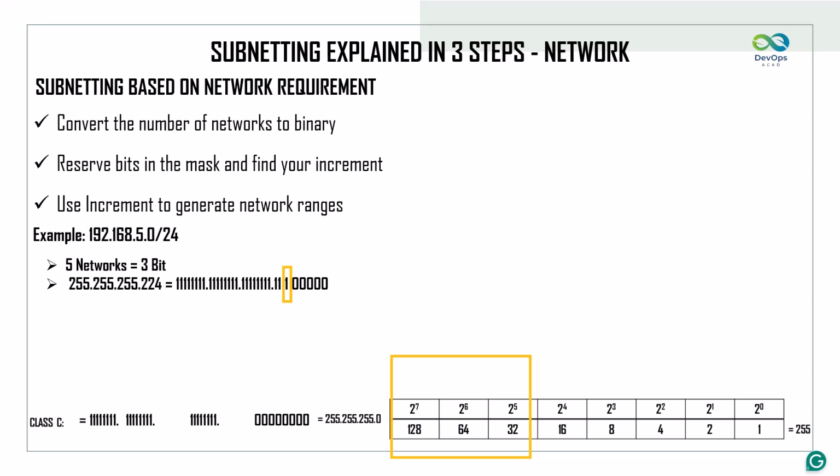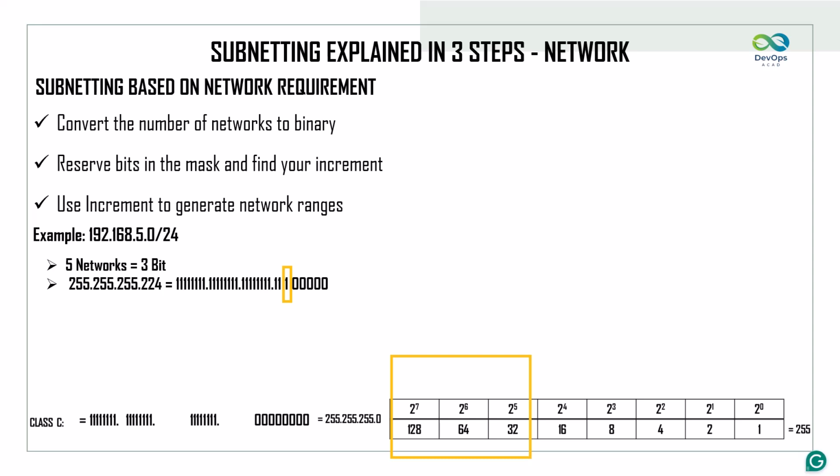Now, what is my increment? How do I get the increment? Okay. Now, the 3 bits. The last bit of that 3 bits is what I'm going to use as my increment. Now, it's just a simple formula. The last bit there.